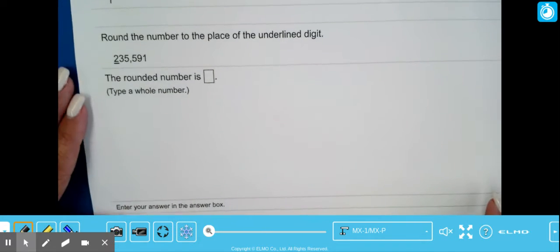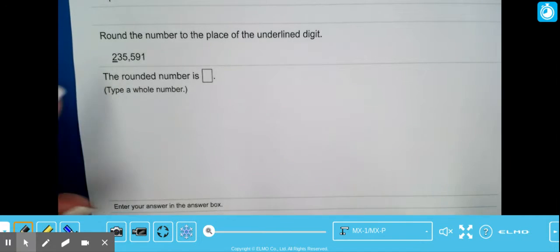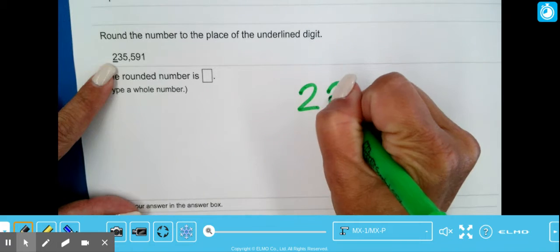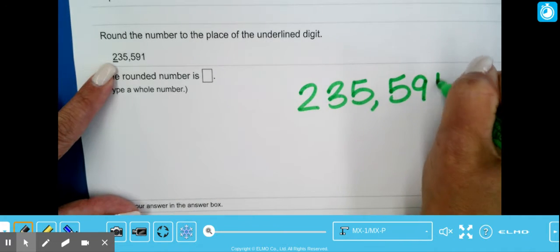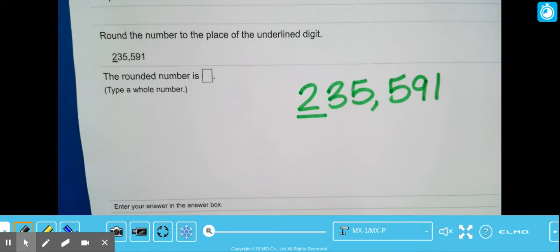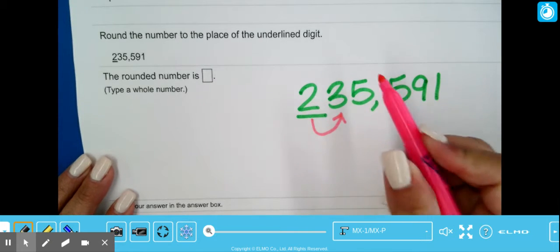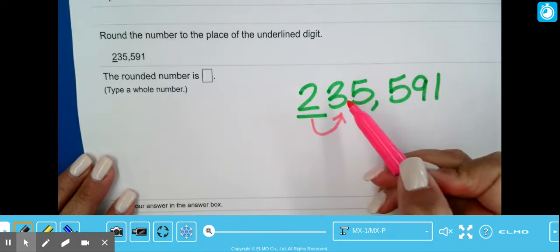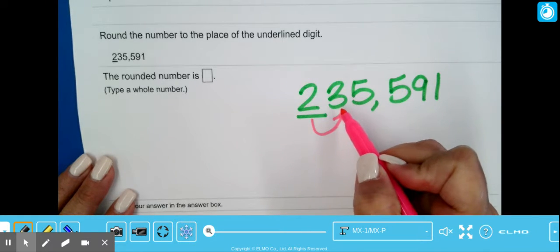And now we're on to a rounding question. It says round the number to the place of the underlined digit. So I'm just going to write this number a little bit bigger so that you can see it. And the 2 is underlined. So I like to take whatever my target digit is and look to the right. I have a 3. I'm going to say my little poem: 5 or more, add 1 more; 4 or less, let it rest. So this 3 is a 4 or less.